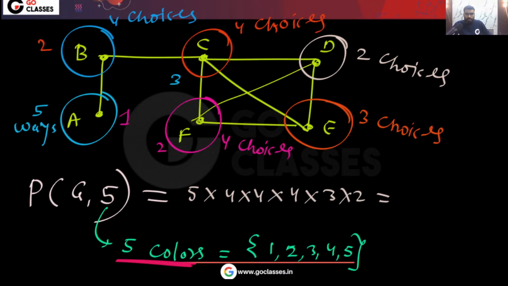What will your final answer be? You can just calculate. This is going to be your PG5. Is this clear? 5 into 4 into 4 into 4 into 3 into 2. I think that will be 1920. So this will be 1920.